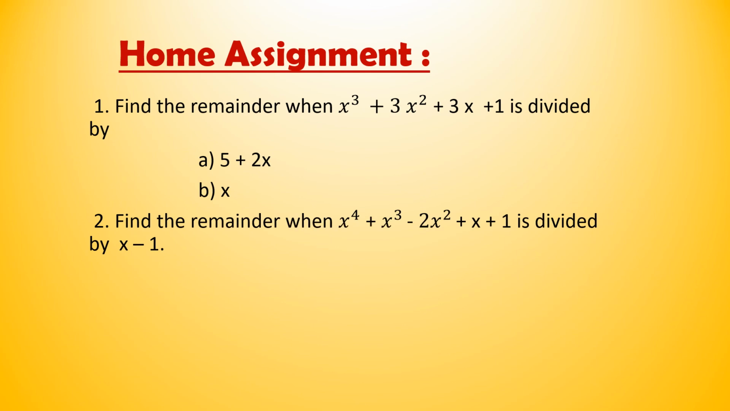Second one, find the remainder when x to the power 4 plus x cube minus 2x square plus x plus 1 is divided by x minus 1. Even in this case, get the value of x here and substitute the value of x in p of x, which is x to the power 4 plus x cube minus 2x square plus x plus 1.